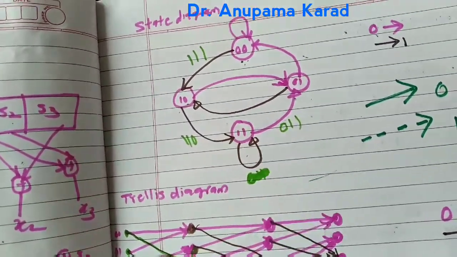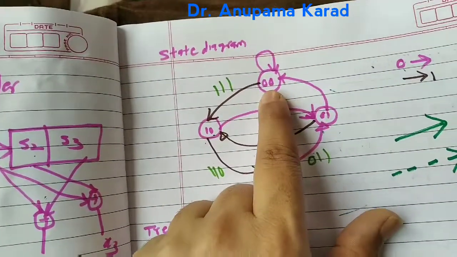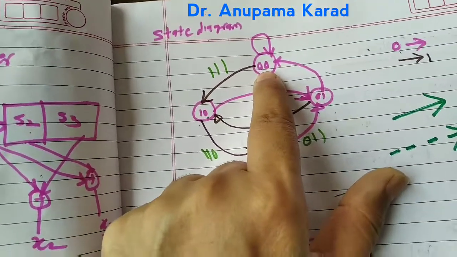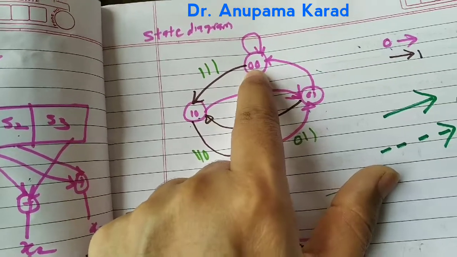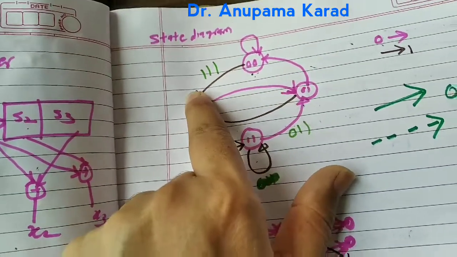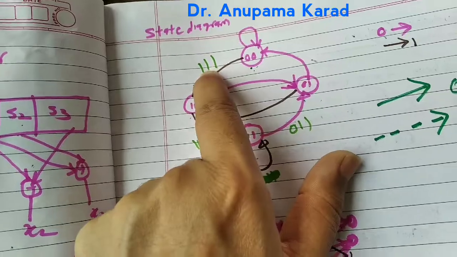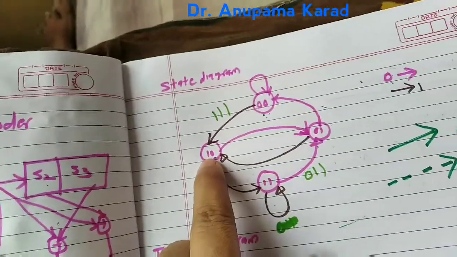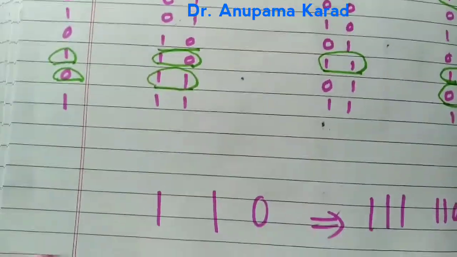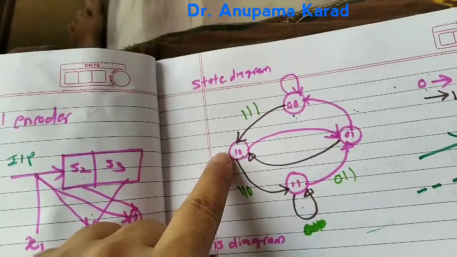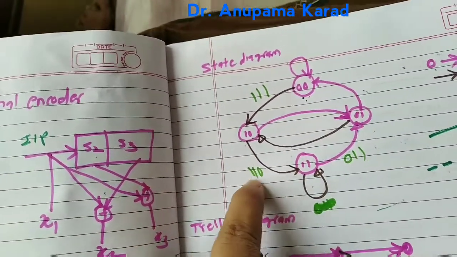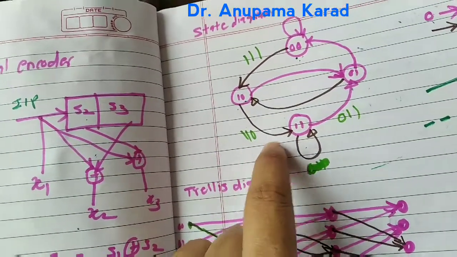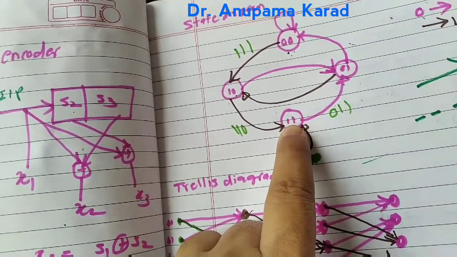So what is the input? The initial state is always 0 0, so here you are standing. What is the input? Input is 1. That means you have to follow this line. At that line what is the output? Triple 1. So you have written here triple 1. Next you have reached here. Again input is 1, so you have to follow this line. Now what is the output on this line? 1 1 0.